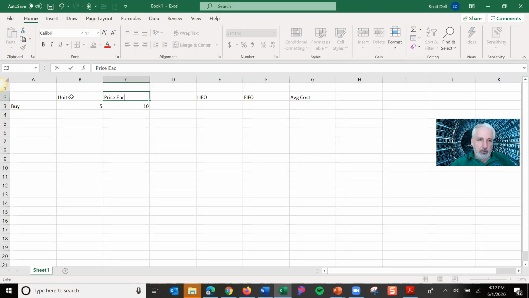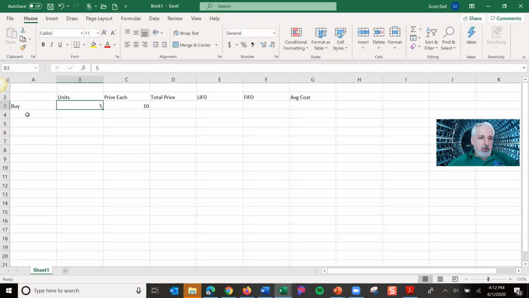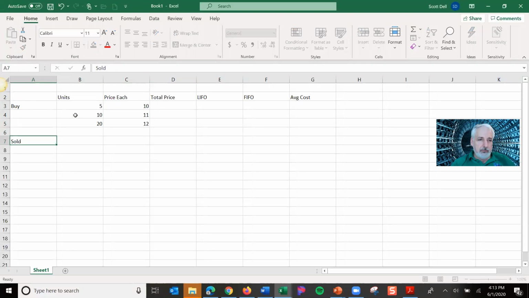That's each. And then we're going to have total price. And then we go ahead and buy another 10 units at $11 a piece. And then we buy 20 units at $12 a piece. You know, costs are up. And say we sold during that time period, well, we bought 35 units. Let's say we sold 31 units. And we sold them for $20 a piece.